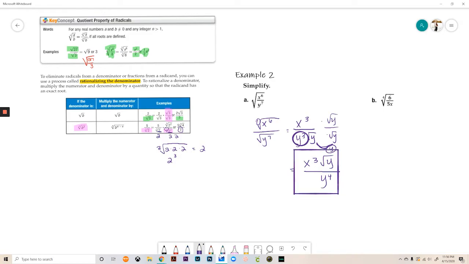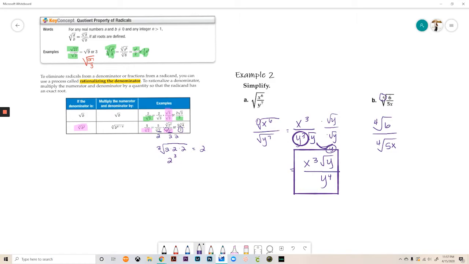Part B is a bit different. We now have the fourth root here. So if I split it up, I've got the fourth root of 6 on my numerator. I've got the fourth root of 5x as my denominator. Now, I can't really simplify anything here because there is no beautiful fourth root of 6 or fourth root of 5x. So what I need to do is focus on getting the denominator rationalized.